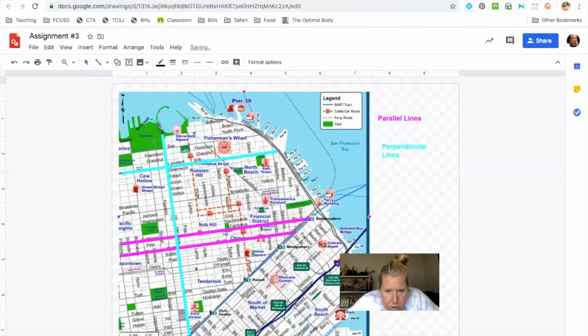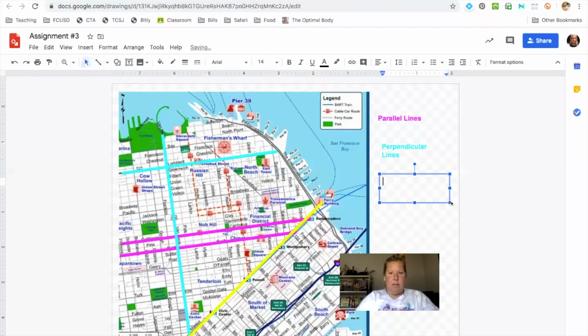Now, if you're coming into San Francisco via BART, you're going to be on Market Street. And look how Market Street intersects with not only Bush, it also intersects with Van Ness, okay? So that's going to be my intersecting lines.